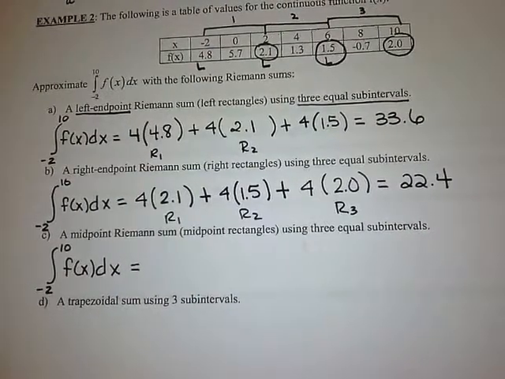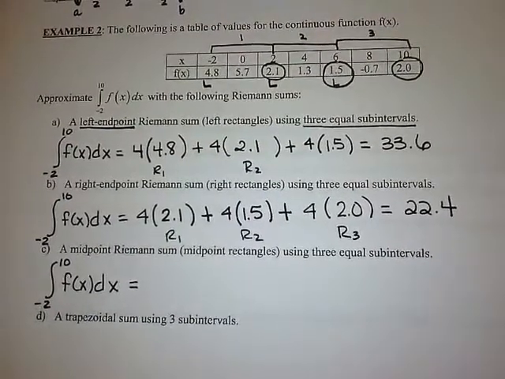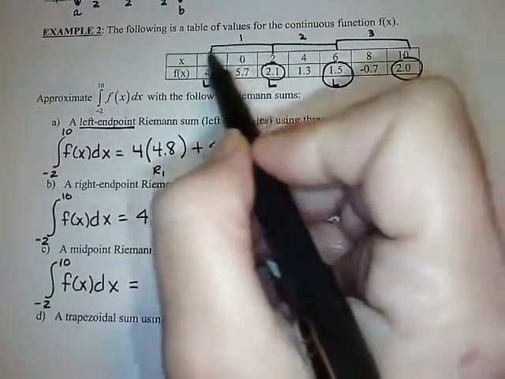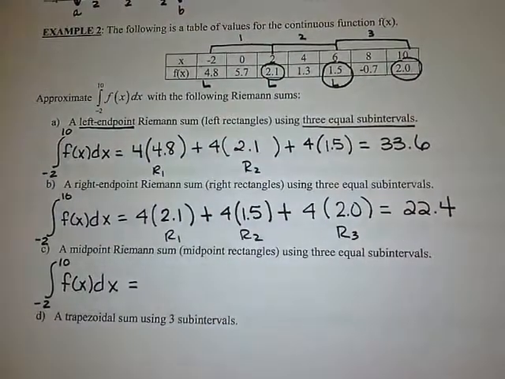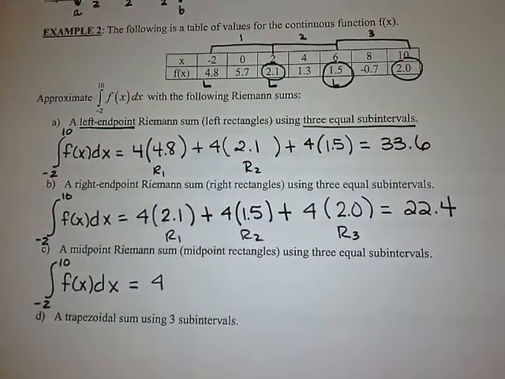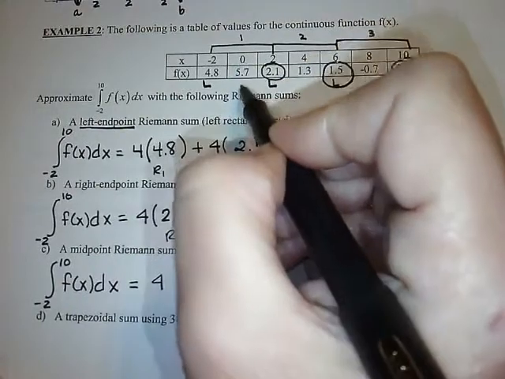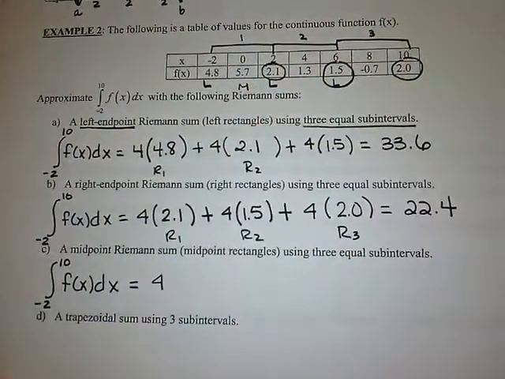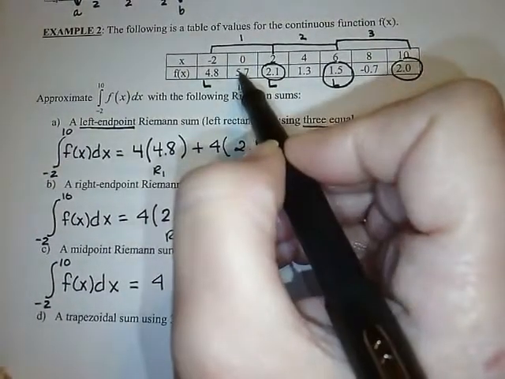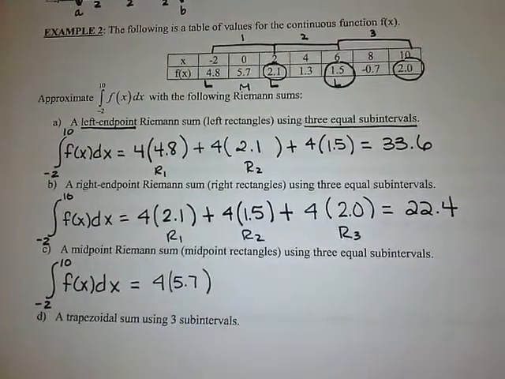So still using 3 equal subintervals, so that part of it isn't changing, right? I still have a width of 4. So rectangle 1 has a width of 4, but then I have to see, okay, well, where is the midpoint of that? And you'll notice like this middle right here would be the midpoint, 0, okay? And so the f of x at the midpoint would be 5.7, like that.